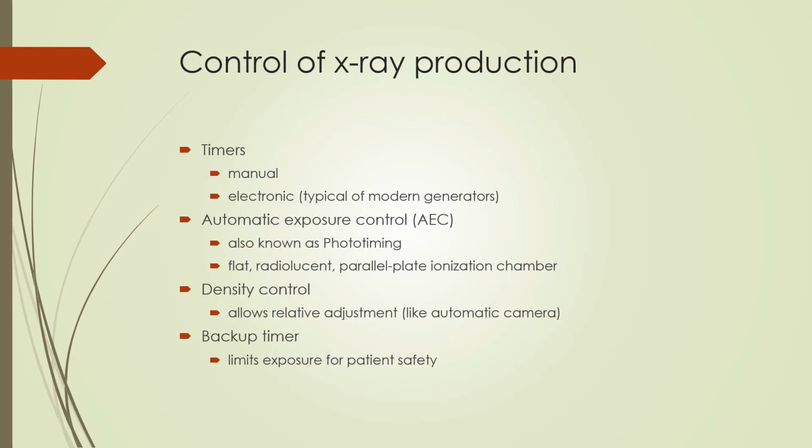On the previous slides, we learned about the generation of the high potential across the X-ray tube. Let's now learn about how the duration of X-ray production is controlled. Timers are used to control the duration of X-ray production. Older timer systems were based on resistor-capacitor circuits and charge-discharge timers. These types of timers involve manual control because the user selects the duration for the X-ray production, and the timer stops X-ray production once the time selected is reached.